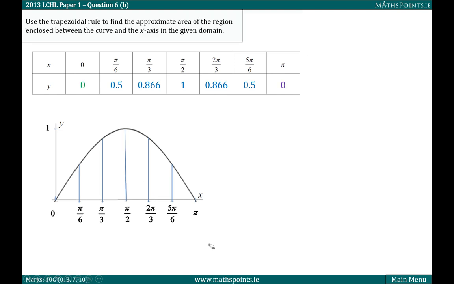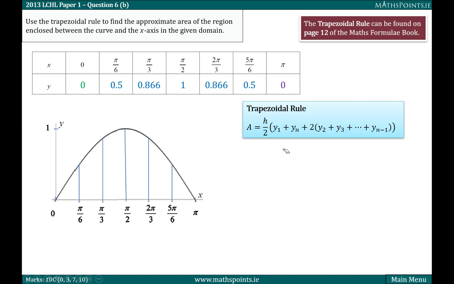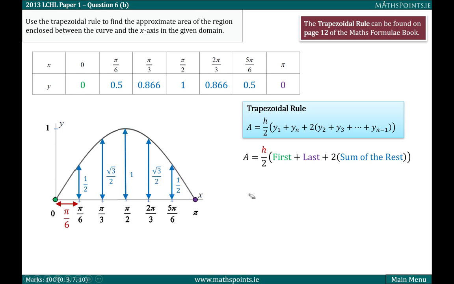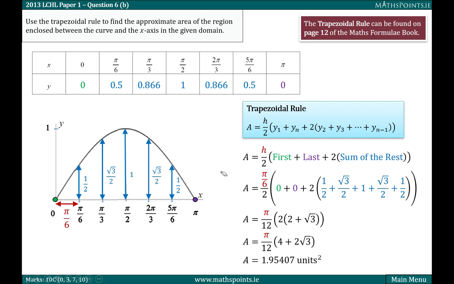So if we write down the trapezoidal rule, our informal definition is A equals h over 2 on the first height, which is 0, plus the last height, which is 0, plus 2 times the sum of the rest of the heights, which I'm going to actually put in as the surds, just to have it a little bit more accurate, but you could put in the decimals if you wanted. We're going to throw all that into the calculator, and we estimate the area to be 1.95407 units squared. So again, this is an underestimation.